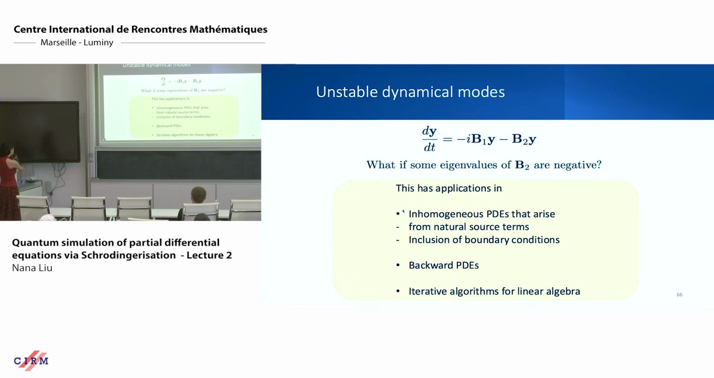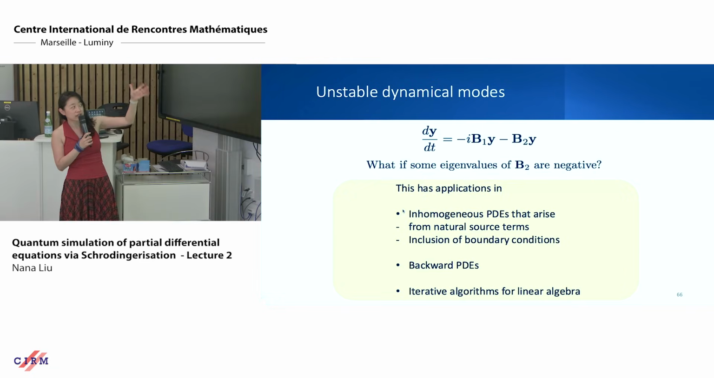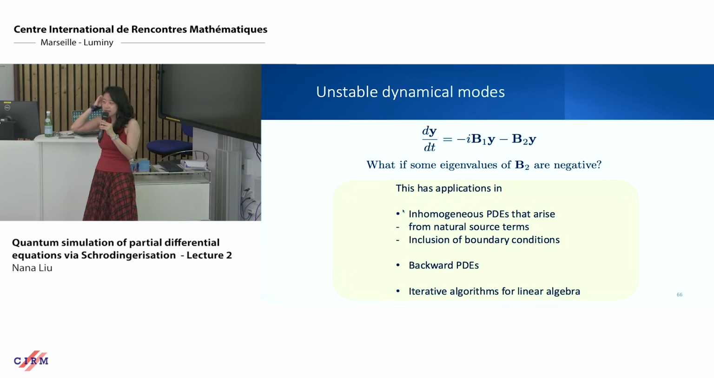Right. So now if we have unstable modes, what it means is that we have this general linear PDE. And again, we can see how it would do high orders in time. So I will only talk about linear time from now. What happens if some of the eigenvalues of B2 here are negative? So I mentioned applications for inhomogeneous PDEs as well as backward PDEs, and also, as we'll see tomorrow, iterative algorithms for linear algebra.